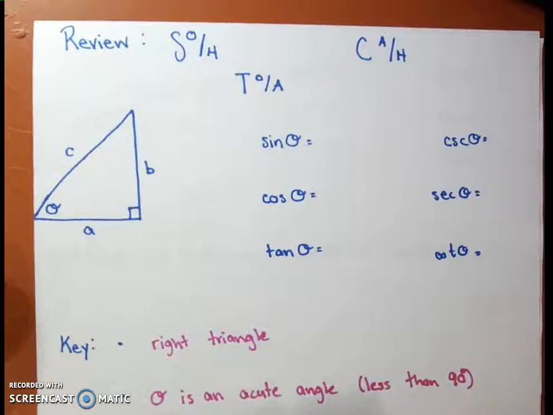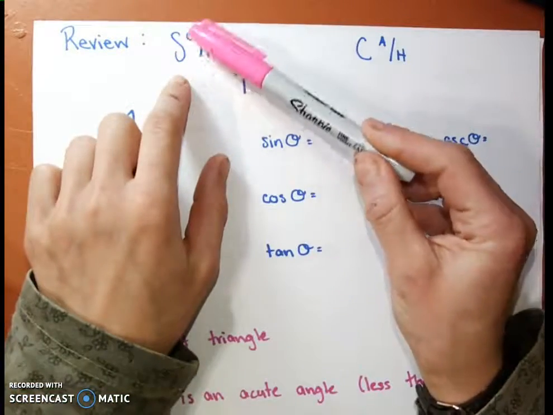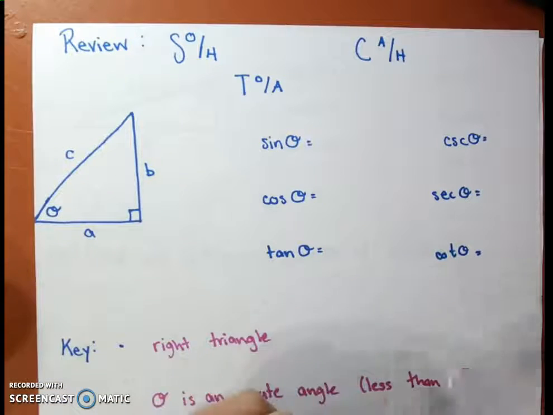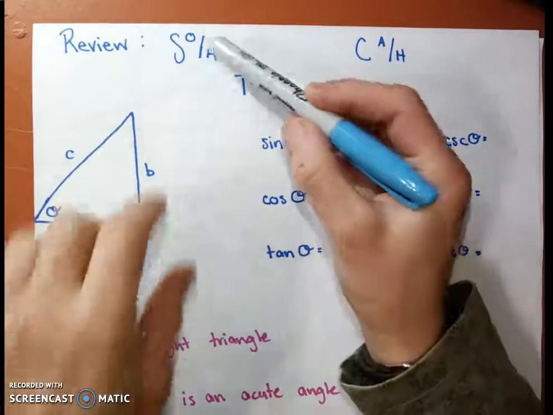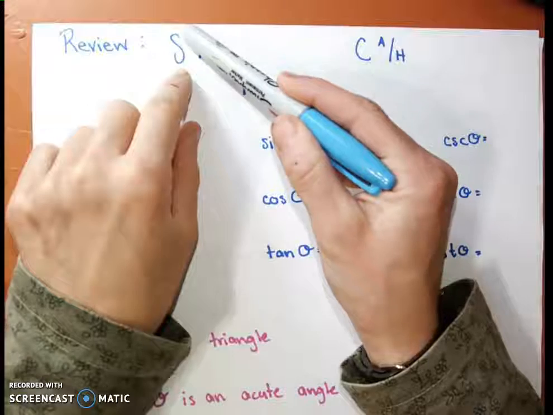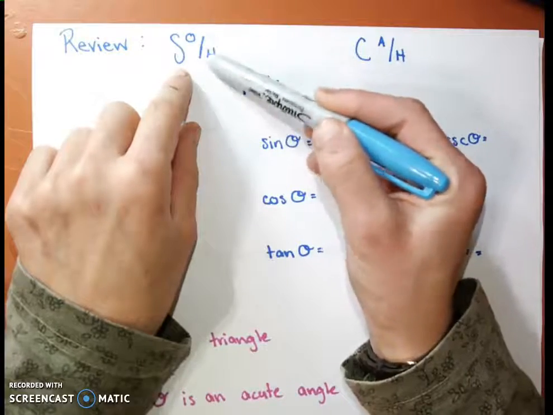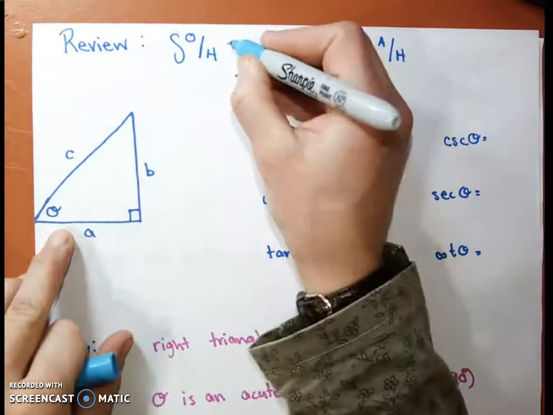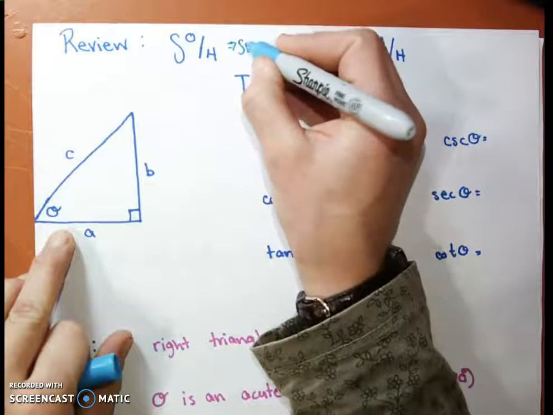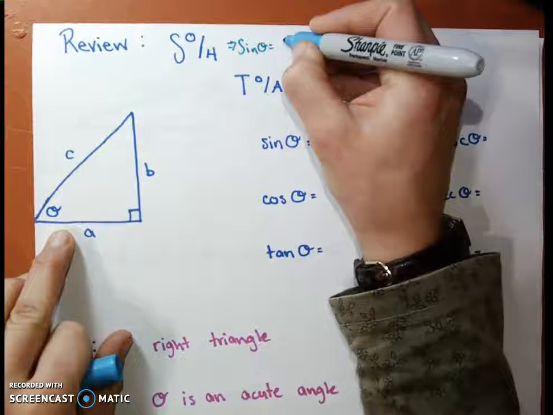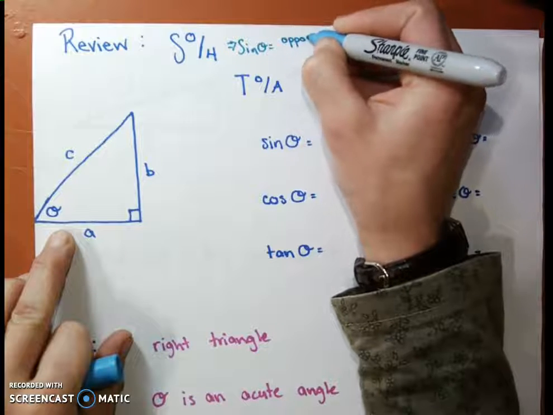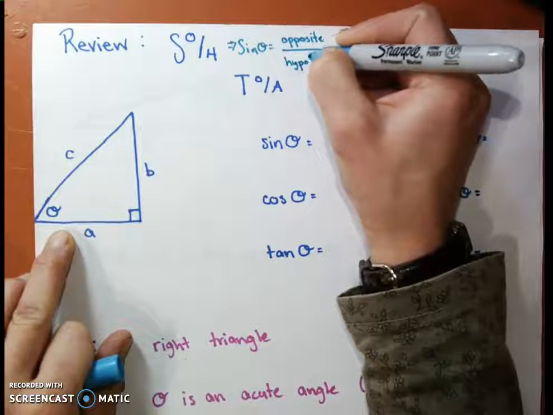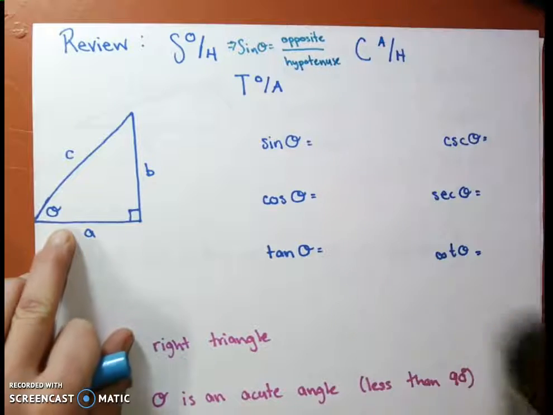triangle. The SOH part, S-O-H, is supposed to remind me that sine is a ratio of side lengths. The side lengths that I'm comparing are the side opposite of my angle and the hypotenuse of the triangle. So let's write that down first. This is telling us that sine of theta equals the opposite, that's what the O stands for, over the hypotenuse, that's what the H stands for.